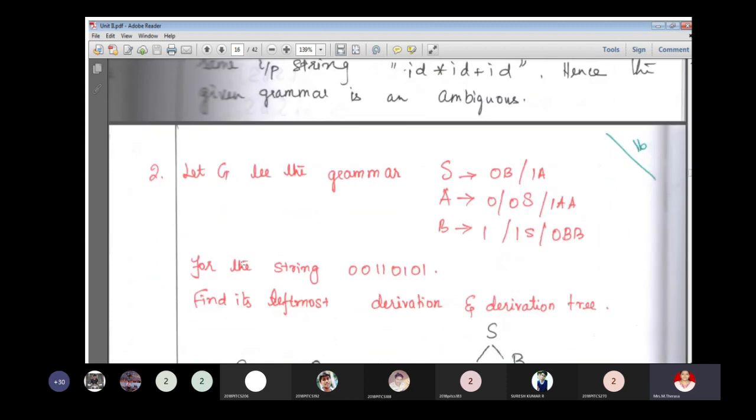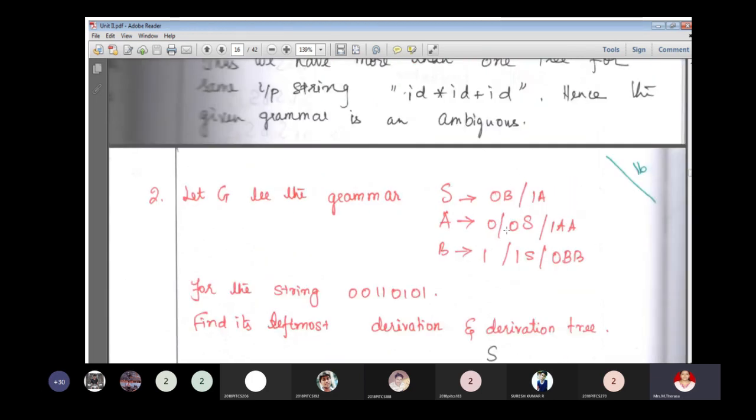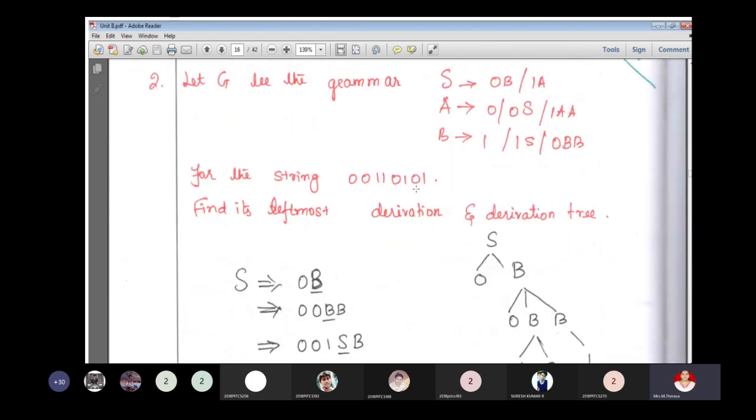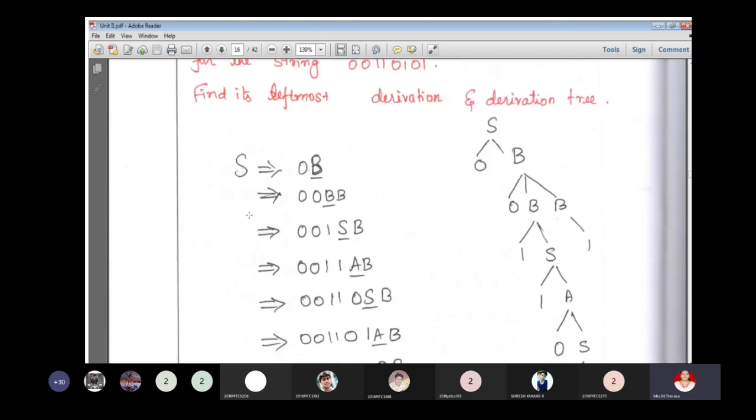Next, you are given a grammar and also a string. You are asked to find its leftmost derivation and also to draw the derivation tree. So here you have the production rules and you are given w equal to 00110101. You are asked to derive this string using leftmost derivation. So you know what leftmost derivation is. You have to always choose the leftmost non-terminal to replace. So we start with S tends to 0B. Here you have only one non-terminal, no issues. You can replace that with any of its productions.